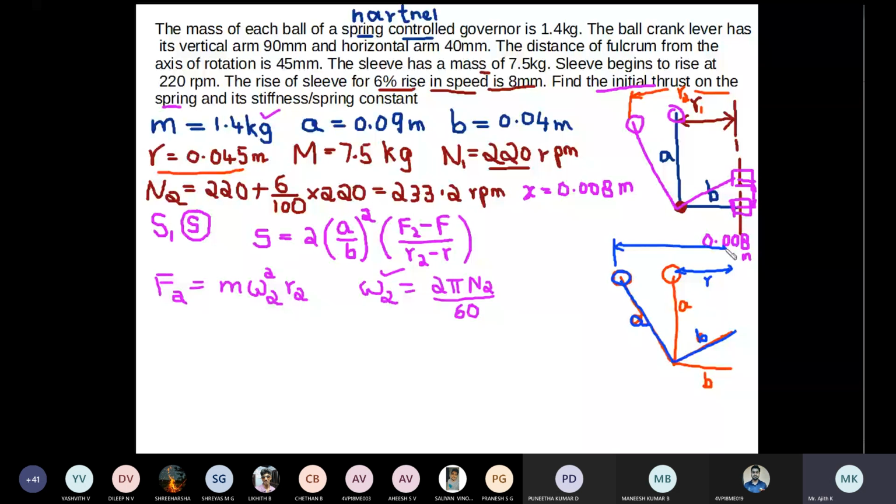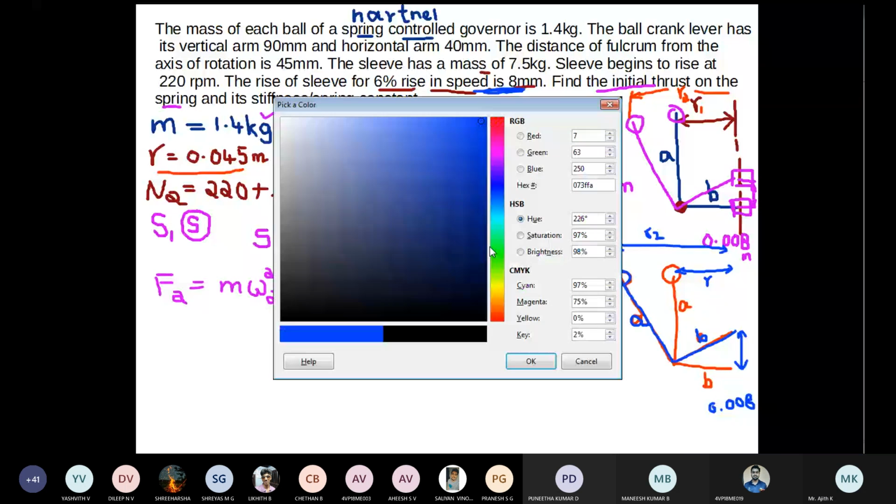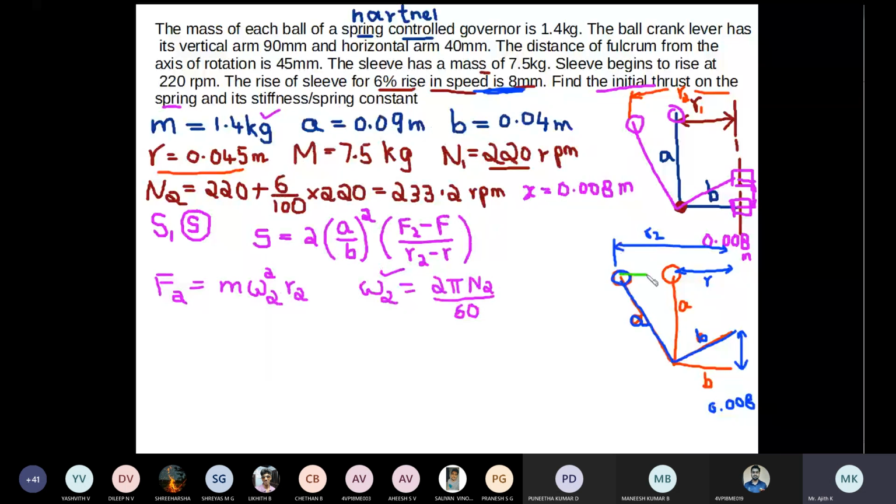and this height is given. This height is given in the question. This height is the rise of sleeve. Rise of sleeve is 8 mm or 0.008 meter. Now somehow you have to find out R2 value. So I can make use of similar triangle equation. You have to consider two triangles. First triangle will be this one, and second triangle will be this one.